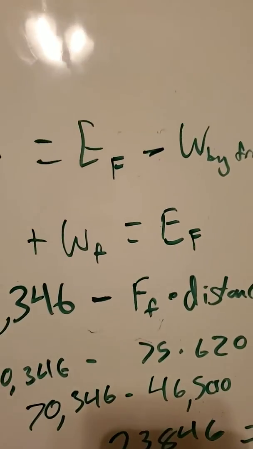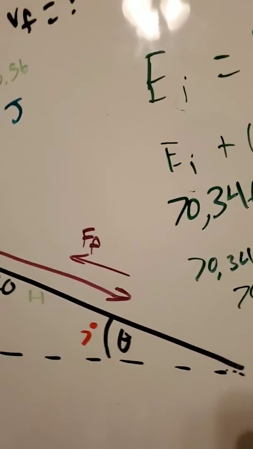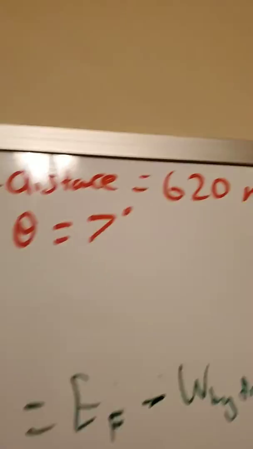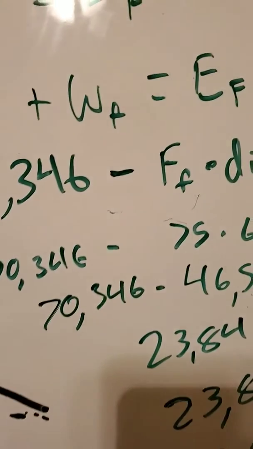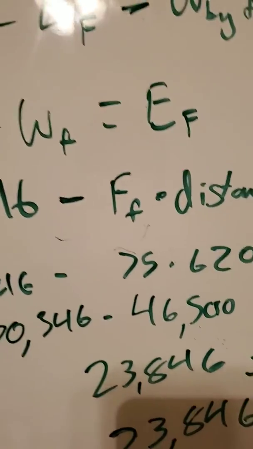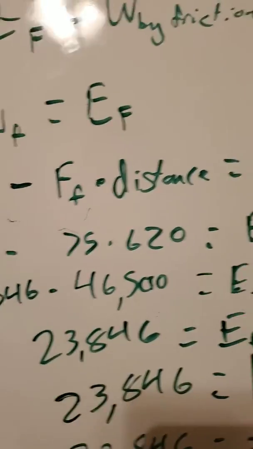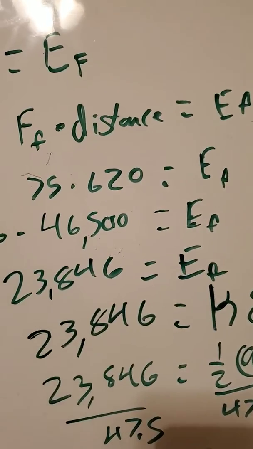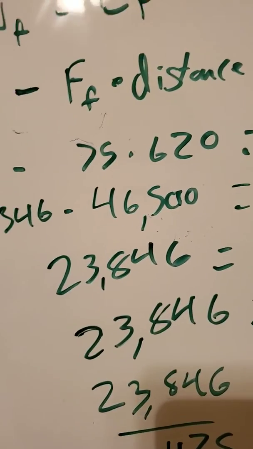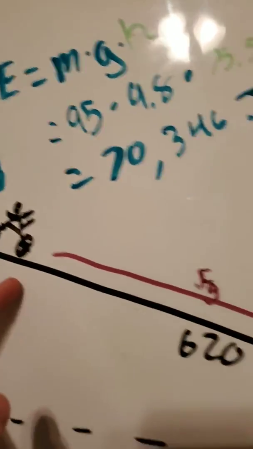Minus, so the work done by friction is just going to be the frictional force times the distance upon which it's acting. So it's just going to be the 75 for the frictional force times the distance, which was the 620. Plugging that in, you'll get the 70,346 potential energy minus the 46,500, which is the work energy of the friction, is equal to our final. So our final energy is going to be equal to 23,846.